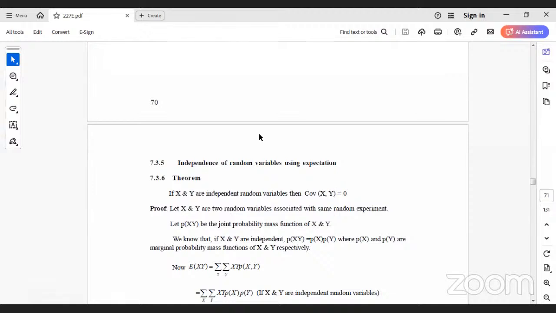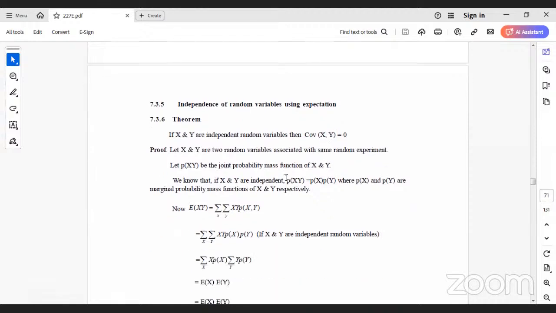We know that X and Y are independent, so P(x,y) is p(x) into p(y), where p(x) and p(y) are the marginal probability mass functions of X and Y respectively. So therefore now E of XY is equal to the summation over x and the summation over y of xy times p(x,y).